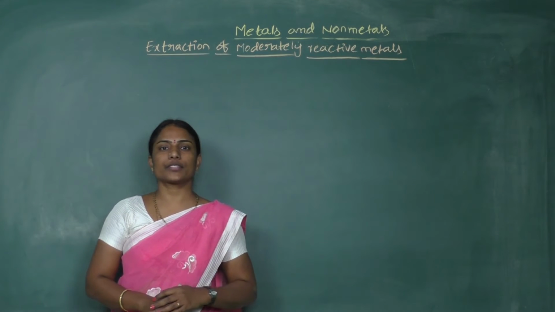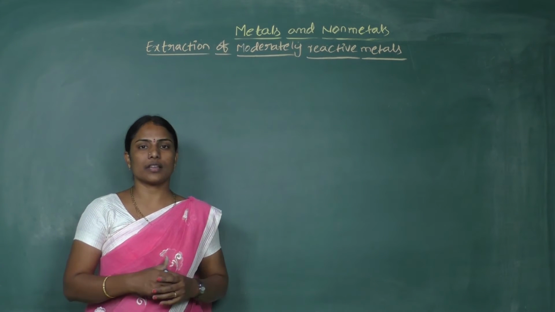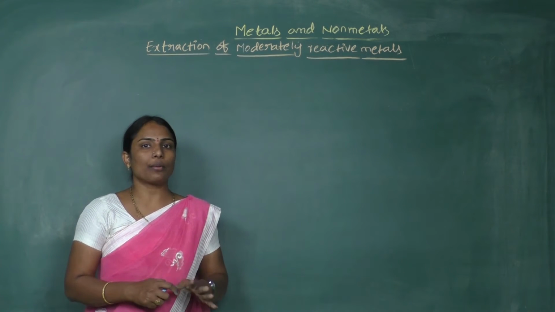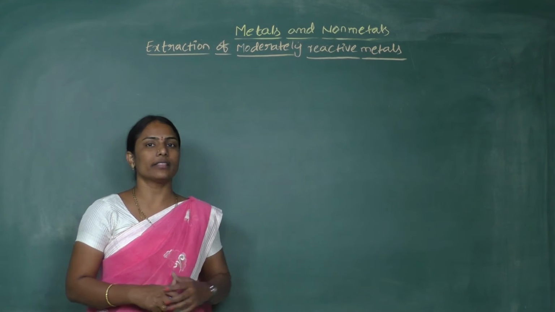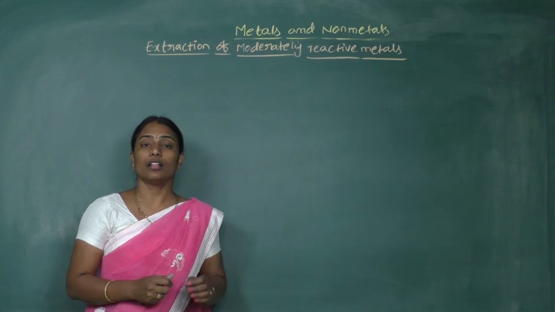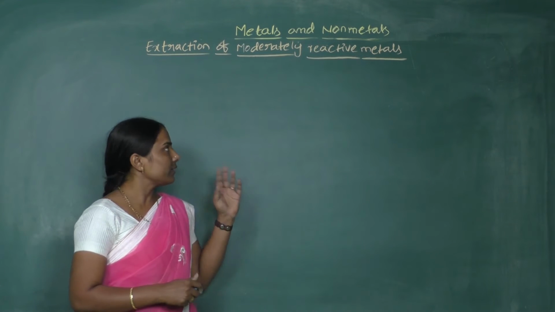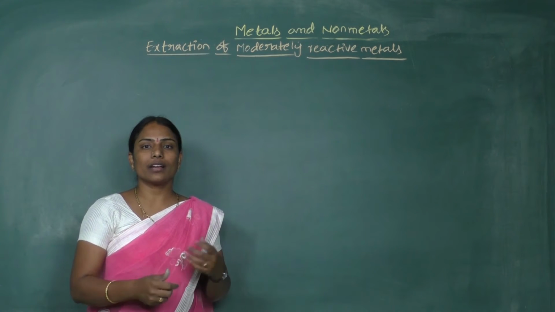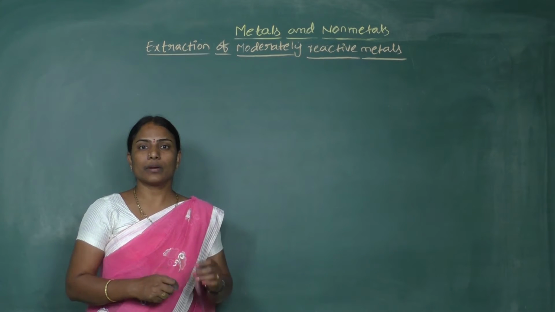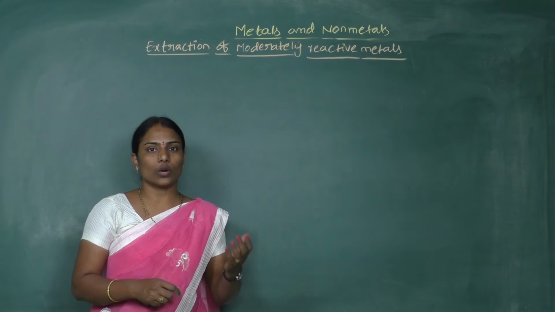So let's now see about the extraction of moderately reactive metals. In the previous session, we discussed what a mineral is and what an ore is. A mineral is any compound of the given metal which is available in the earth's crust. But an ore is one from which we can extract the metal more freely, easily and economically. To extract the moderately reactive metals, the best of their ores should be selected, and the method we follow always depends upon the ore we have selected.